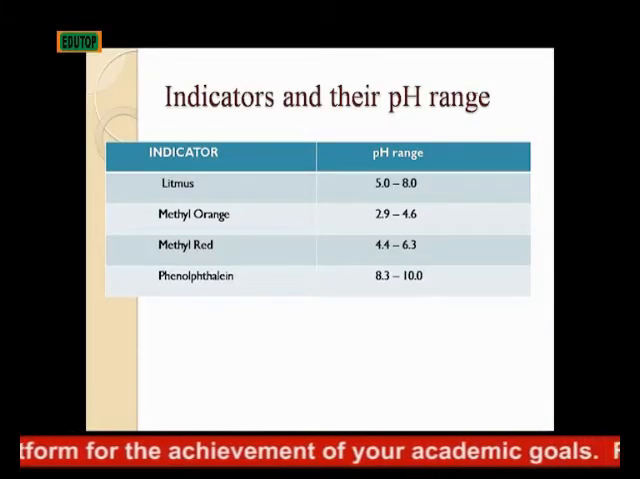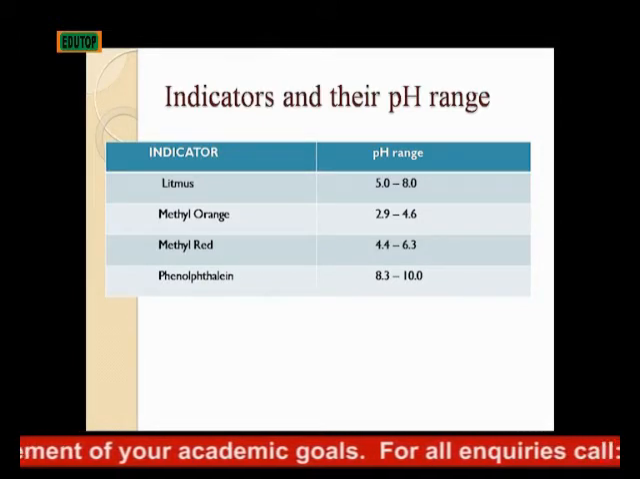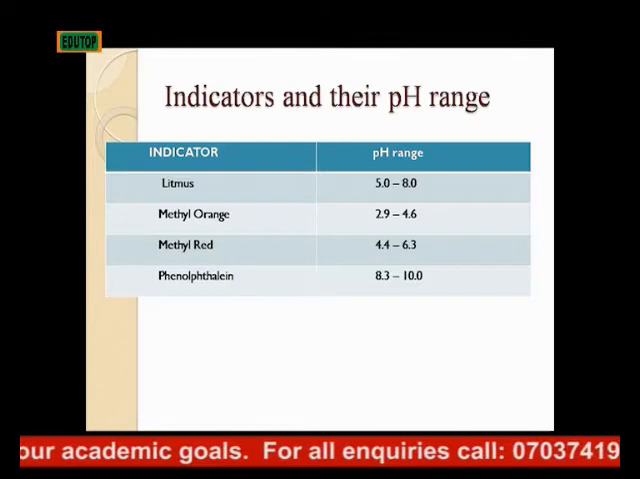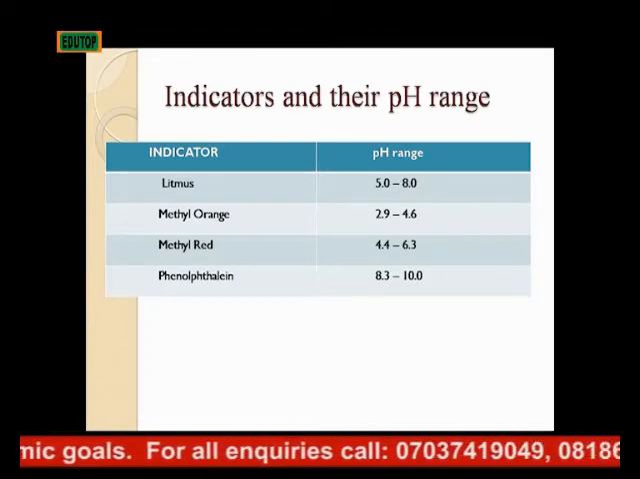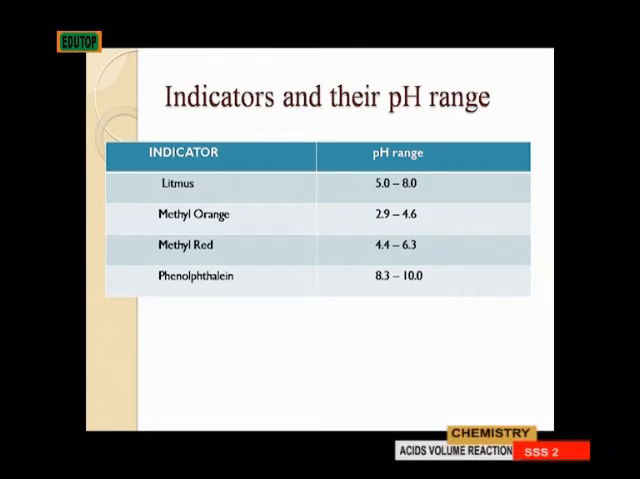Indicators and their pH range. First is litmus. The pH is from 5.0 to 8.0. The second is methyl orange, which is from 2.9 to 4.6. The third is methyl red, which is from 4.4 to 6.3. The last is phenolphthalein, which is from 8.3 to 10.0.